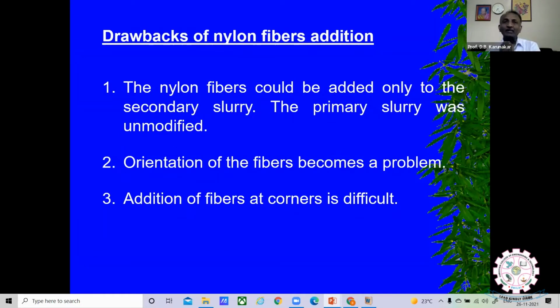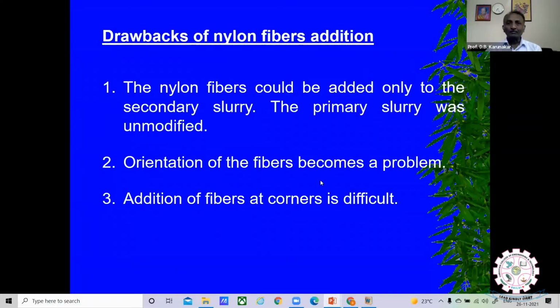Now, what about the primary slurry? Of course, the thickness of the primary slurry is very small, maybe 1 millimeter. And after that, the secondary slurry will be given as a coating. The thickness of the primary slurry will be 1 mm, and the thickness of the secondary slurry will be 7 mm or 8 mm. So in this 1 mm, the shell was equally impermeable as before. No permeability improvement could be achieved.